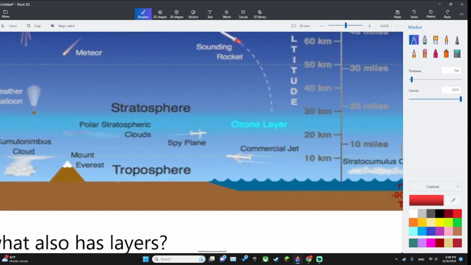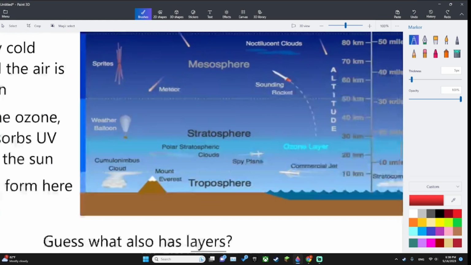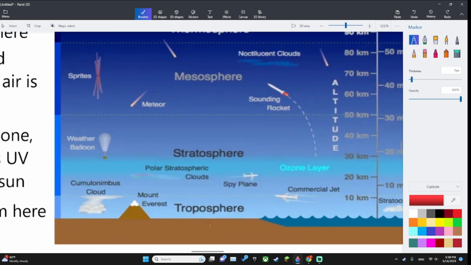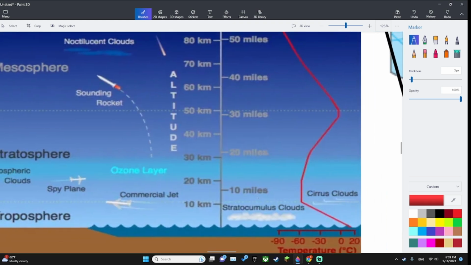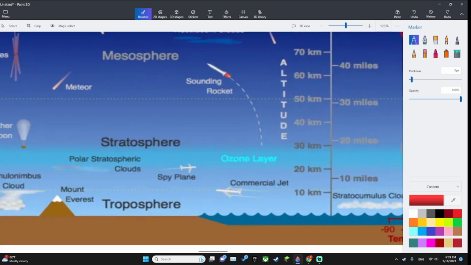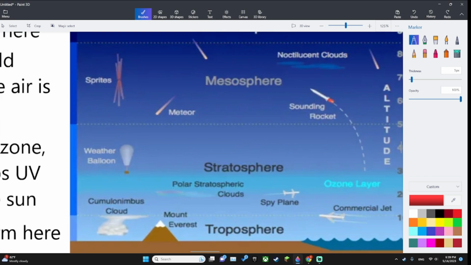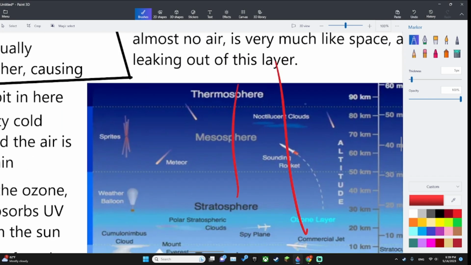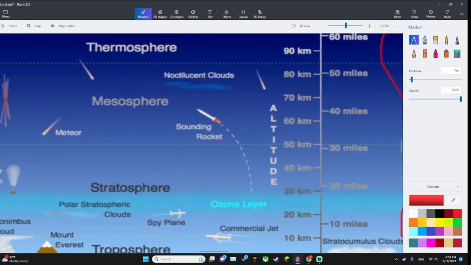In the troposphere, most clouds form, and people live here because there's a lot of oxygen. It gets colder the higher you go in the troposphere. But in the stratosphere, the opposite happens: it gets hotter. I don't know why, I didn't research it yet. But the stratosphere has the ozone layer. It absorbs the UV rays from the sun and turns them into heat energy so that we won't die.